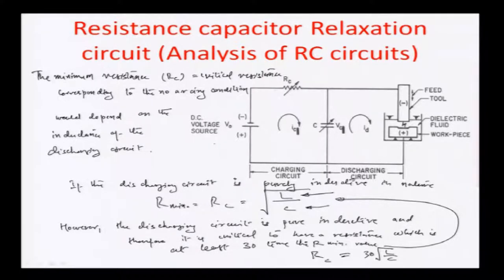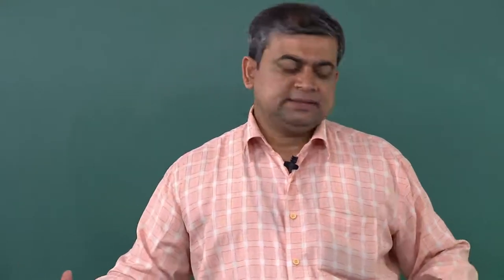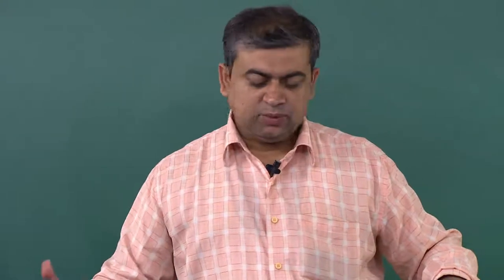So, in a nutshell, we have seen that the resistance capacitance relaxation circuit is limited by the resistance of the charging side, and in most cases it is around 30 times the root of L by C. L is the inductance of the discharging circuit and C is the central capacitance between the charging and discharging circuit.